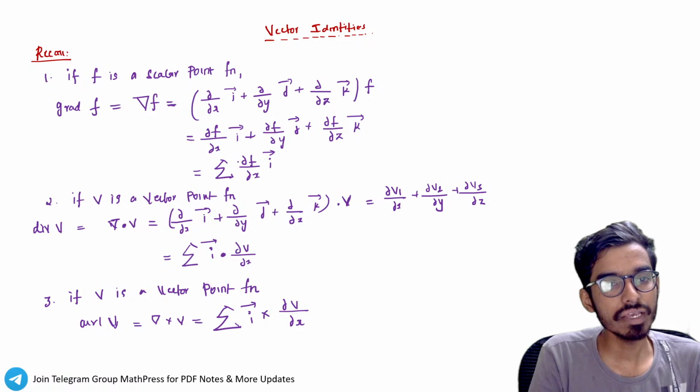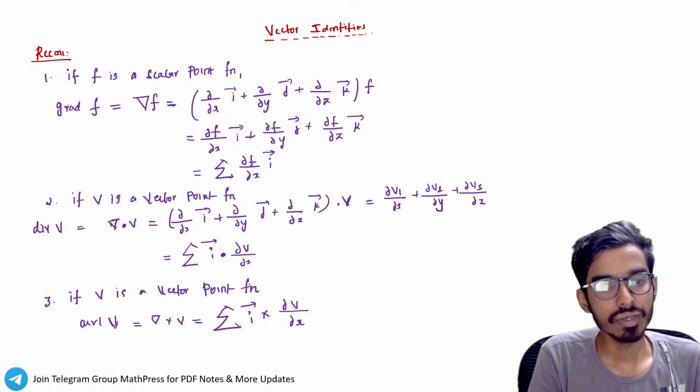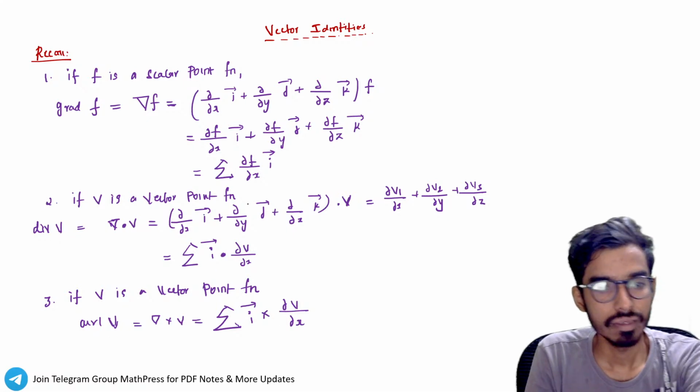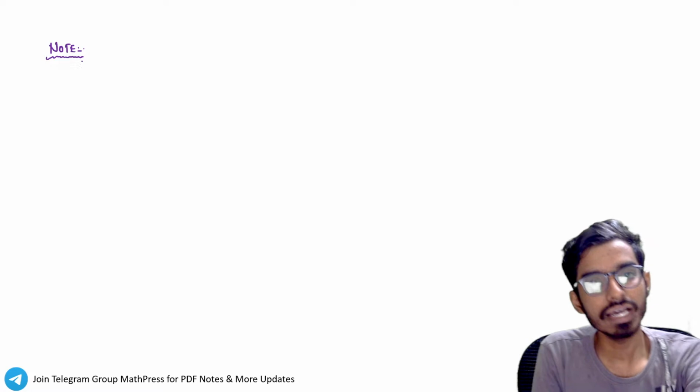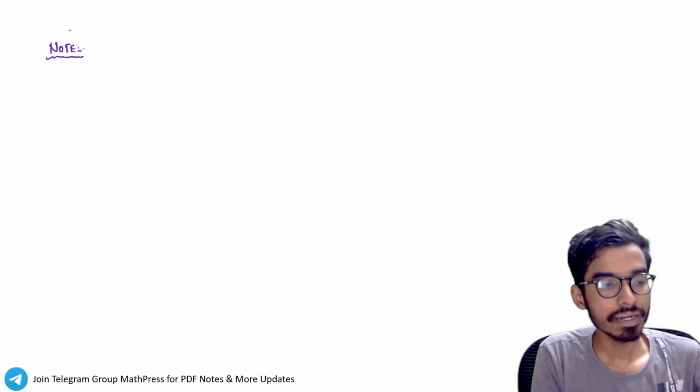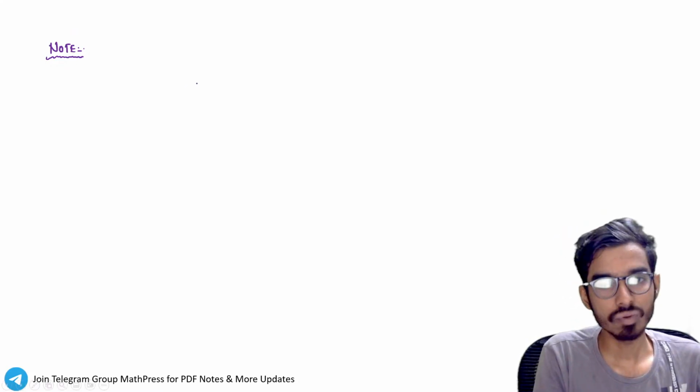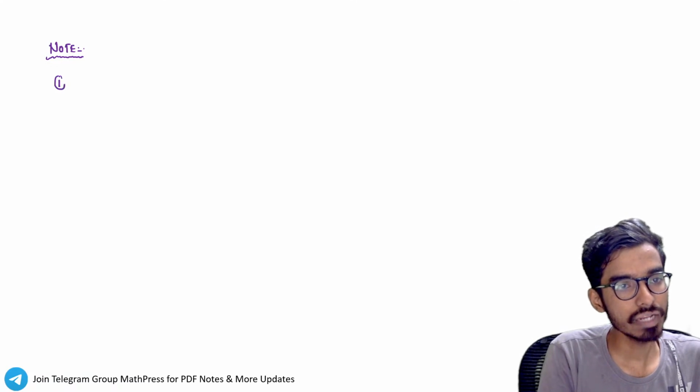So grad f: whenever you see summation dou f by dou x, this is normal multiplication. Whenever you see summation dou f by dou x i vector, you write grad f. Whenever you see i dot dou v by dou x, you write divergence of v. Whenever you see i cross dou v by dou x, you write that as curl of v. And also you have to recall the vector properties, the ones that we come across in 11th and 12th standard. So I'm going to write those properties.